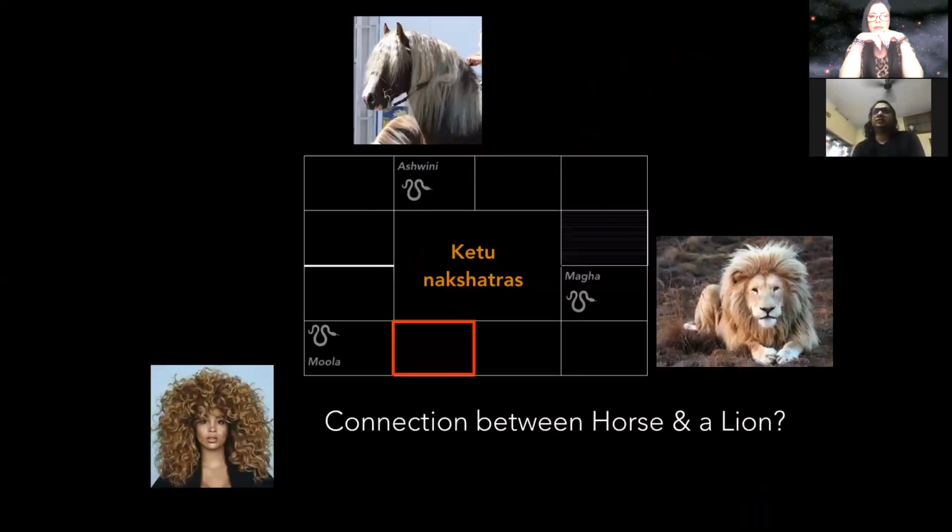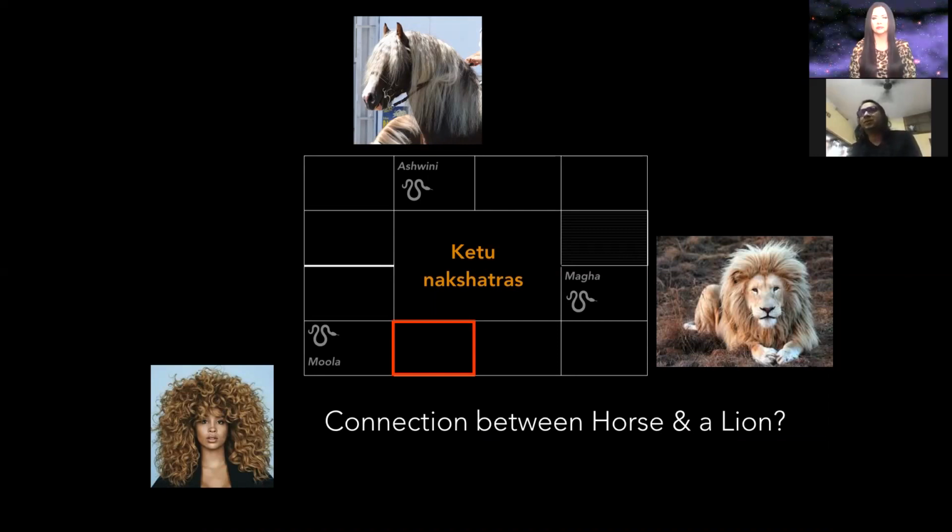Now this is the final slide, and here I have three pictures. I have a picture of a horse with Ashwini. I have the picture of a lion with Magha, and I have a picture of a woman with big hair. I don't know what that hairstyle is called. Is it an afro? Okay, great. So, a lady with an afro.